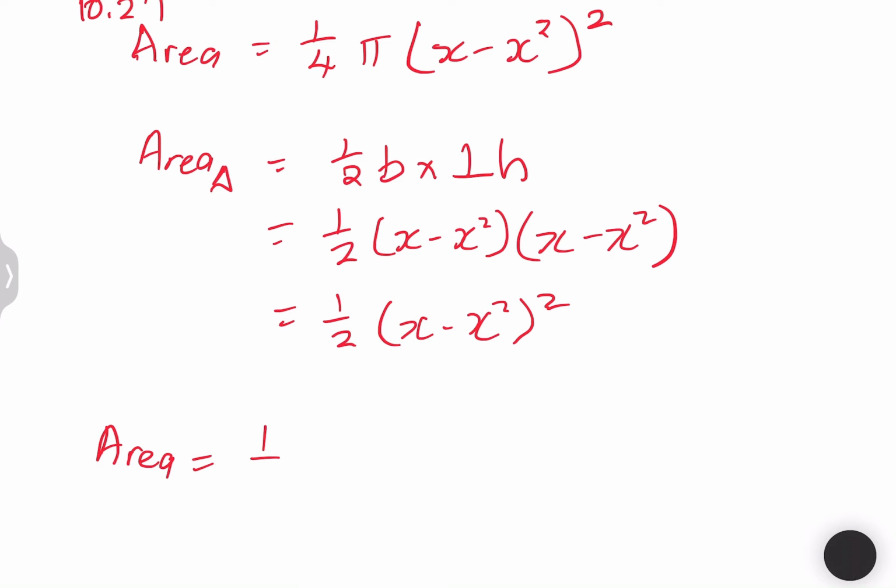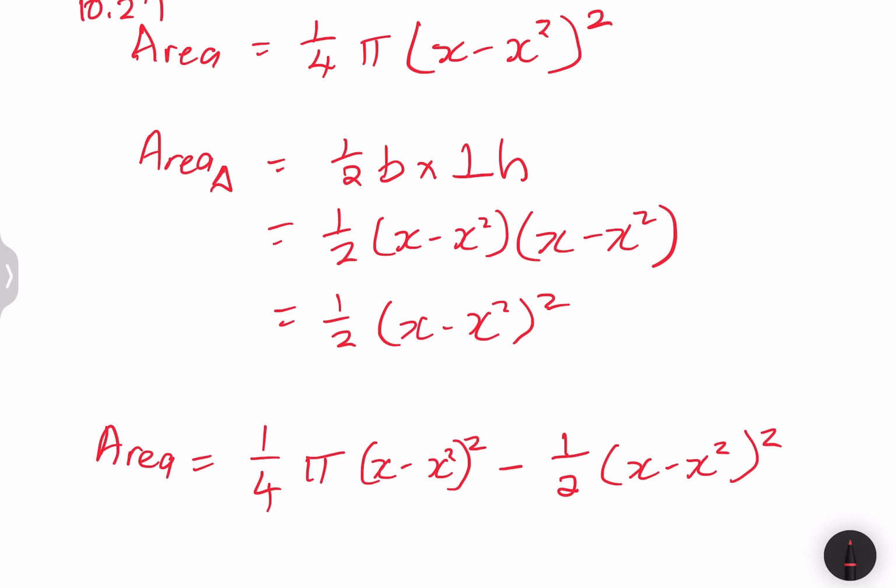So that's 1 over 4 pi, okay, (x minus x squared) all squared, pi r squared. This is the expression for r. Okay, so minus the area of our triangle, so that's half, that's (x minus x squared) squared, right?